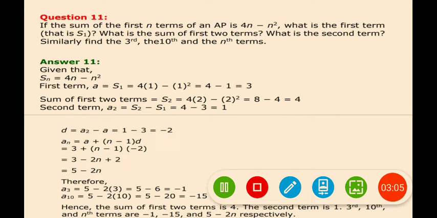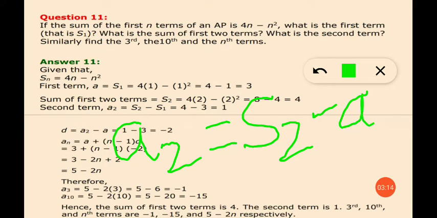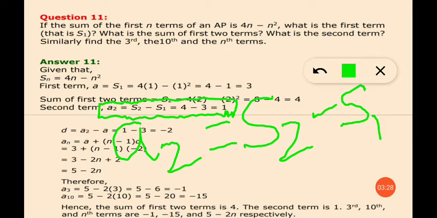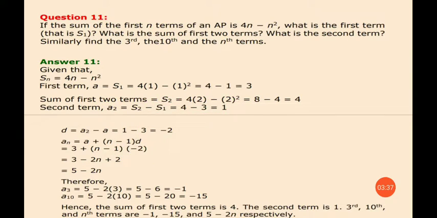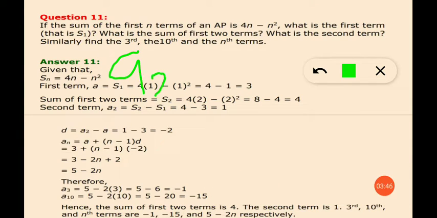Now we know our S2, we know our A1, so we can find out A2 also by subtracting. So here we can generate a new formula that A2 is equal to S2 minus A1, or we can say S2 minus S1, because S1 is equal to A1. So A2 is equal to S2 minus S1, that is 4 minus 3, and hence we get 1 as the answer. Did you get it, students? How did we find A2 and A1?